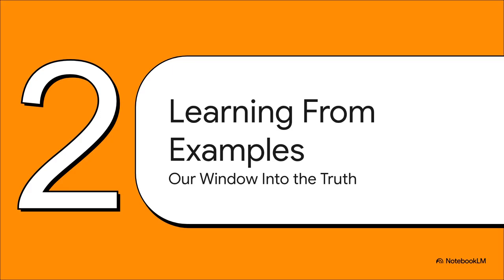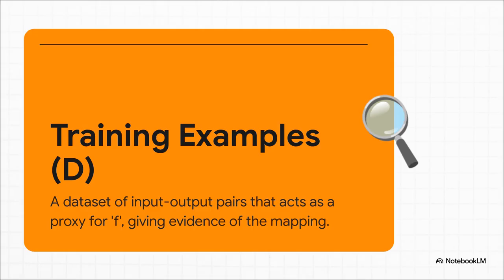So if we can't just look at the secret rulebook, how in the world do we learn anything? Well, we do it by looking for clues, and those clues come in the form of examples. These clues are what we call a data set, and we'll label it D. A data set is really just a big collection of input and output pairs. So for our handwriting problem, this would be maybe thousands of images of handwritten letters, that's the input, and each one is paired with the correct digital character, that's the output. It's all evidence of how that secret rule F works out in the real world.